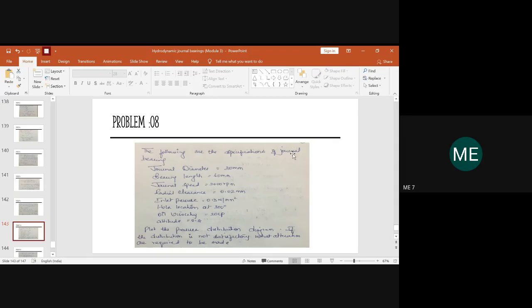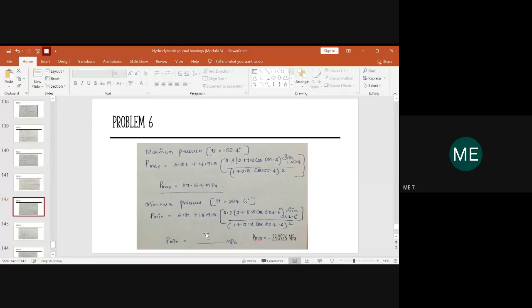It is a journal bearing, again a full journal bearing. They have given you the journal diameter, bearing length as 60 mm, and the journal speed. They have given the radial clearance again, and they have given the inlet pressure and hole location, where the hole of the oil inlet is located. It is at 300 degree, and the oil viscosity is given as 20 centipoise, and the eccentricity ratio will be 0.8. Here what you have to do is draw the diagram and show the pressure distribution. So this problem was to show where the pressure was maximum and where the pressure was minimum, along with the magnitude and location.